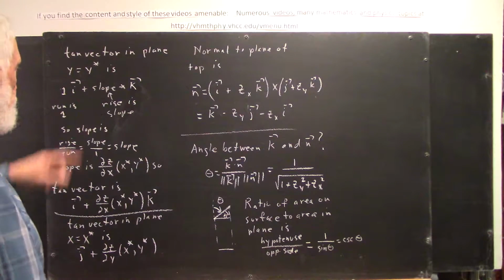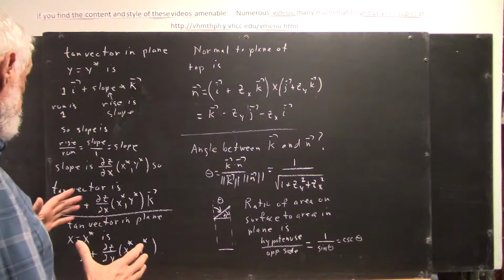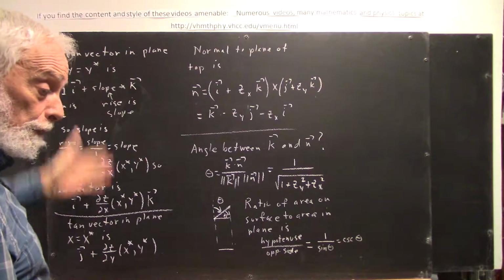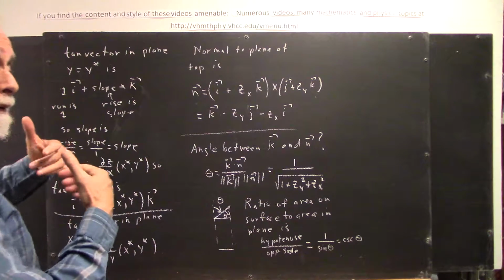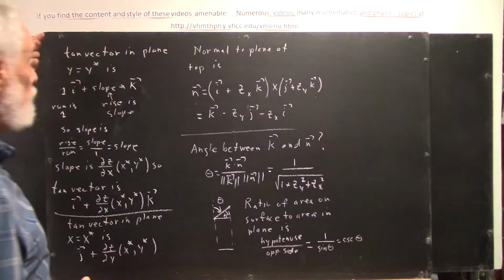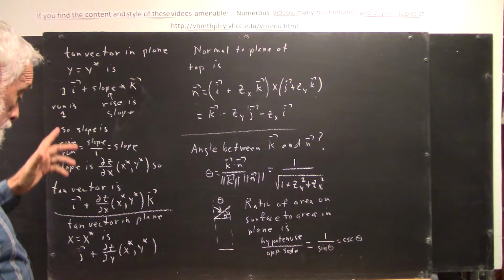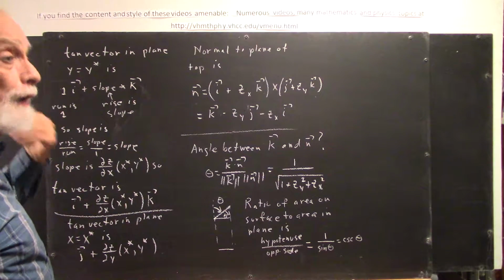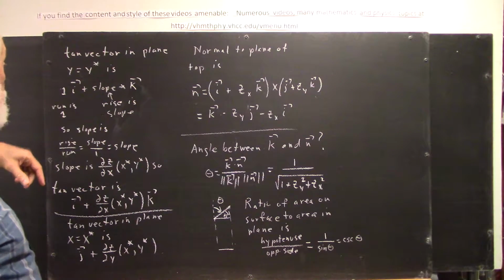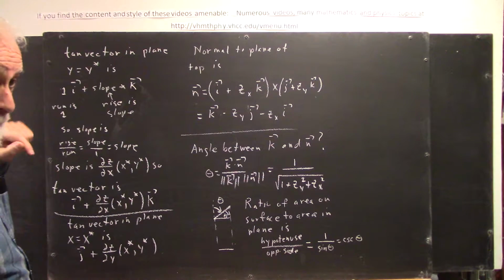Okay, if slope stands for the slope of the graph in the y equals y star plane above the point x star, y star, then a unit vector, or a vector in the direction of that slope, or a vector tangent to the surface of the sphere at that point, could be just plain old i plus slope times k.